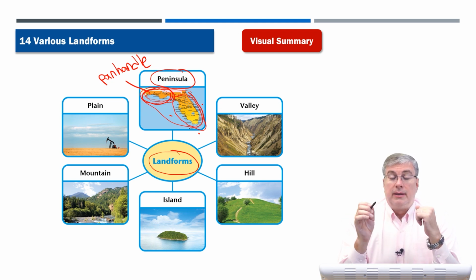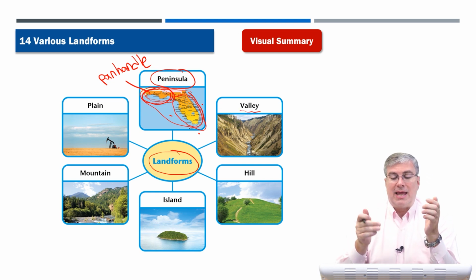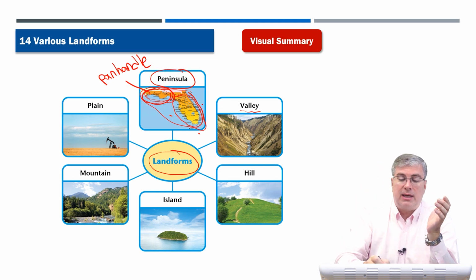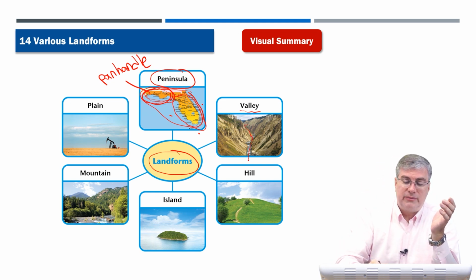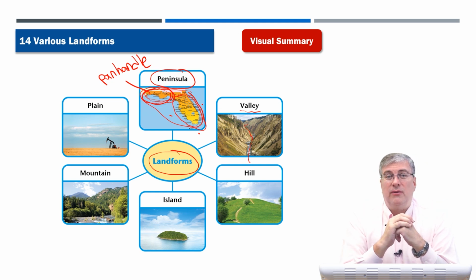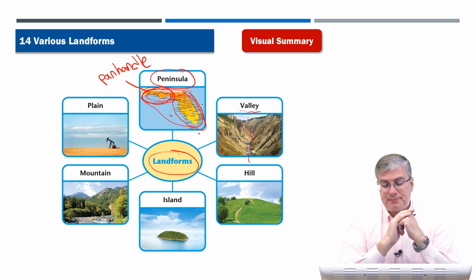That's a peninsula. Another landform, of course, is a valley, and that is between two mountains or mountain ranges. You have a valley, and of course, water usually comes down there. You usually have a river or a stream at the bottom of a valley. Not always, but usually we will have a valley.